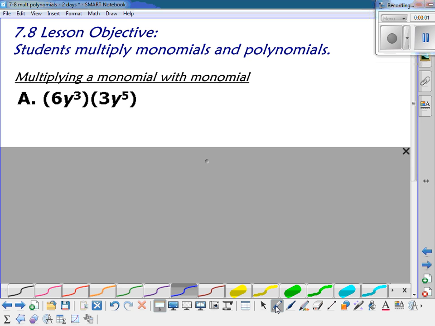Okay, so the lesson objective for today, we're going to multiply monomials and polynomials. So starting off, we're just going to multiply a monomial with a monomial. This is something you guys already know how to do. This is what we've been doing, right?